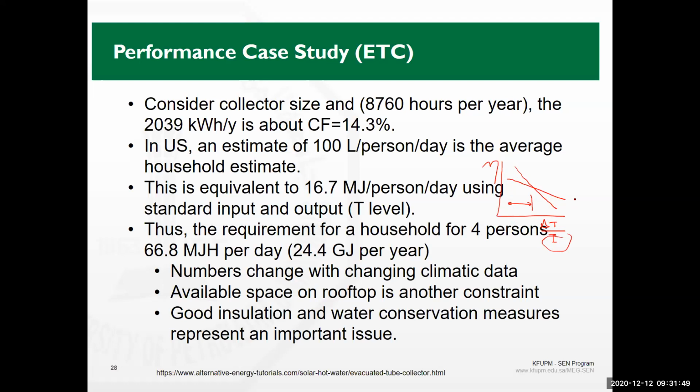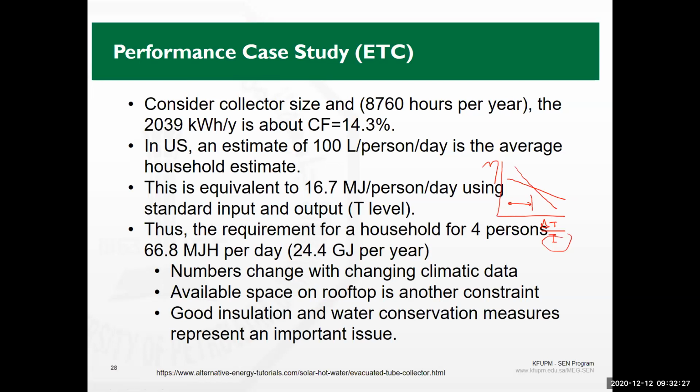So when you're talking about 4 persons in a house, and each one would require 100 liters per day of hot water for household applications, that would be equivalent to 16.7 megajoules per person per day, using standard input and output temperatures. So the requirement for 4 persons is going to be this number multiplied by 4. You can calculate it per day, and then per year, so that you can estimate the annual requirement of a person and then of a family over the year.